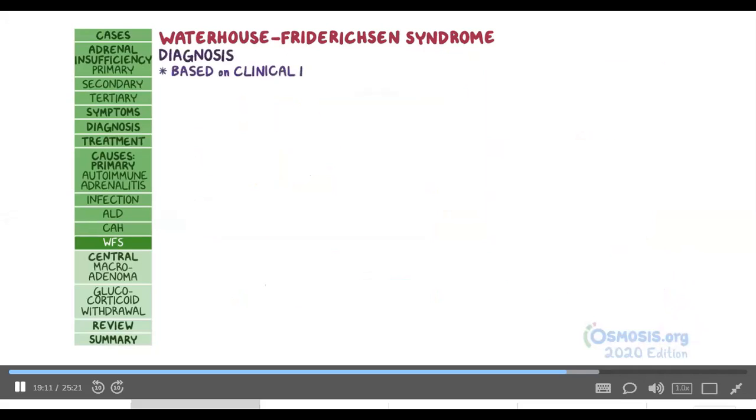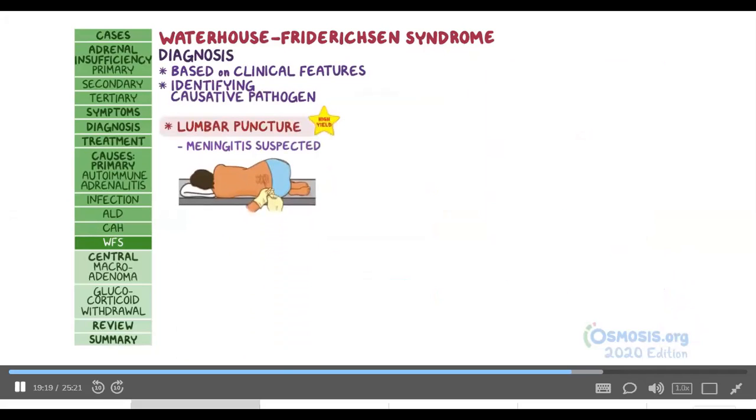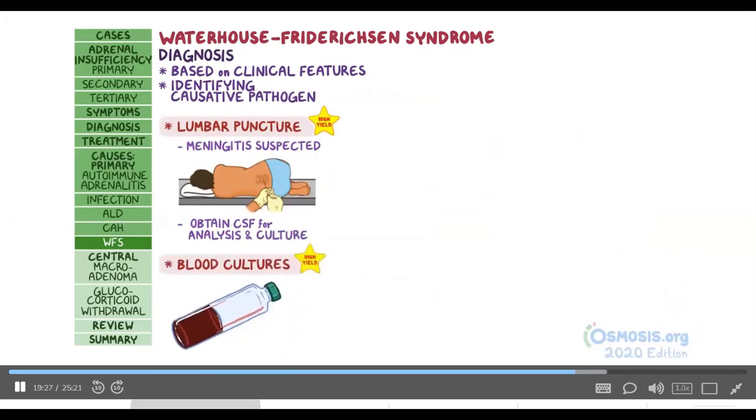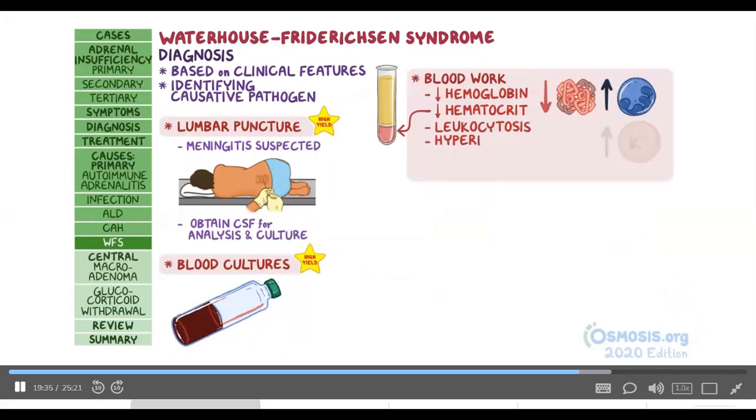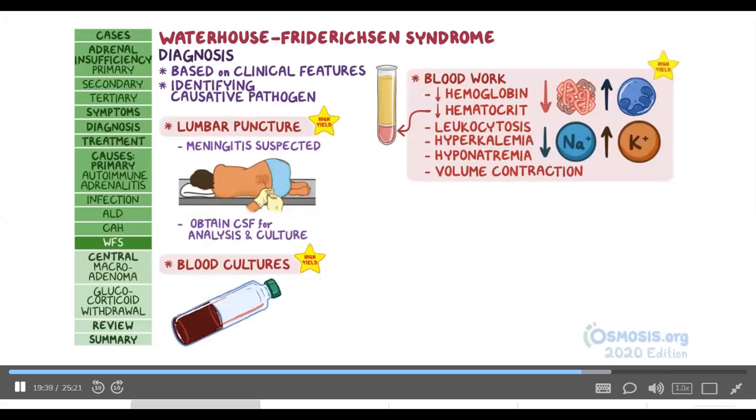Diagnosis is based on clinical features of adrenal insufficiency as well as identifying the causative pathogen. If meningitis is suspected, a lumbar puncture is performed to obtain cerebrospinal fluid for analysis and culture. In all other instances, blood cultures should be obtained. Additionally, blood work could show a sudden fall in hemoglobin and hematocrit, leukocytosis and progressive hyperkalemia, hyponatremia, and volume contraction.